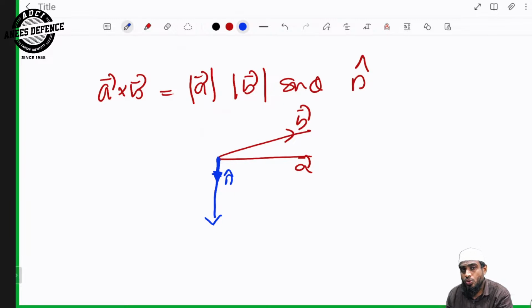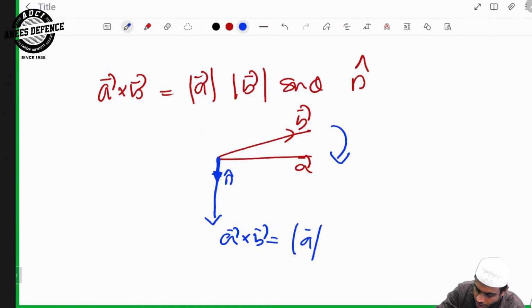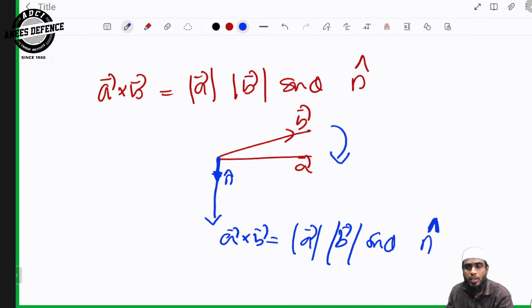So the vector A cross B is equal to magnitude of A into magnitude of B into sine theta into the corresponding unit vector. So you will be getting a unit vector along this direction. A cross B is equal to mod A into mod B sine theta. So this much is the magnitude, and the direction is represented by n cap.